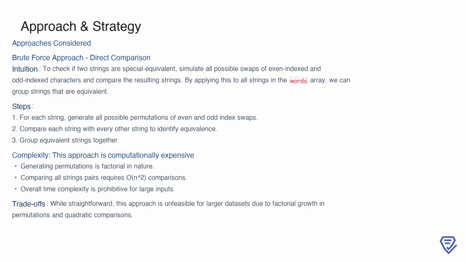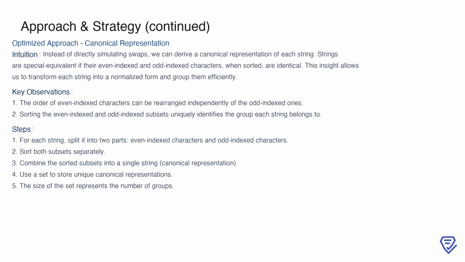However, the steps reveal the computational cost. Generating permutations for each string is factorial in nature, and comparing every string with others requires quadratic time. This results in an overall time complexity that grows too quickly to be practical for larger datasets. While simple to understand, the trade-off is clear: this method becomes infeasible for larger inputs due to its exponential growth and complexity. Instead of relying on brute force, we can adopt a more optimized approach using canonical representation.